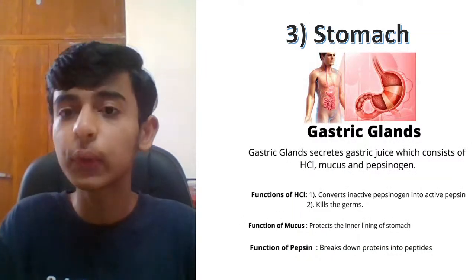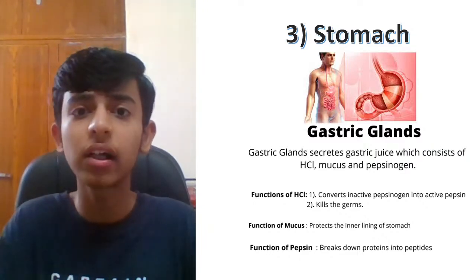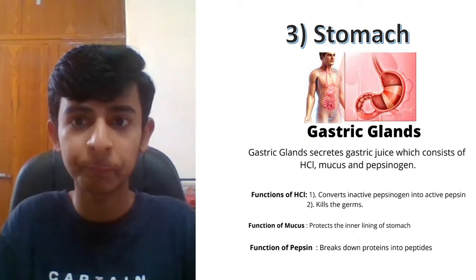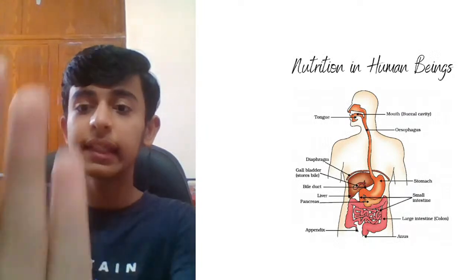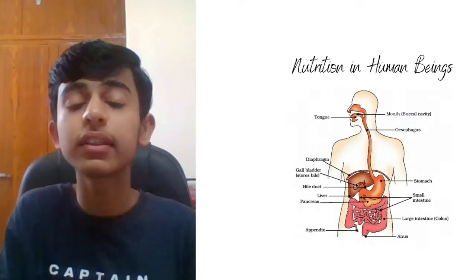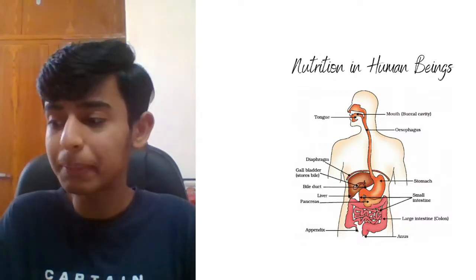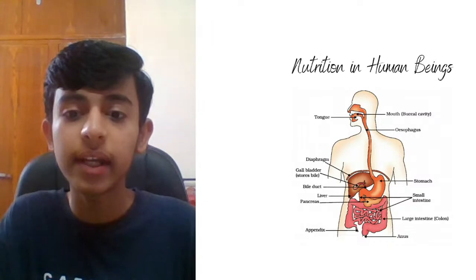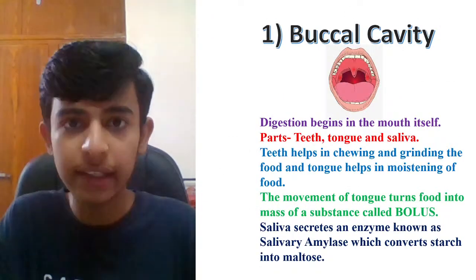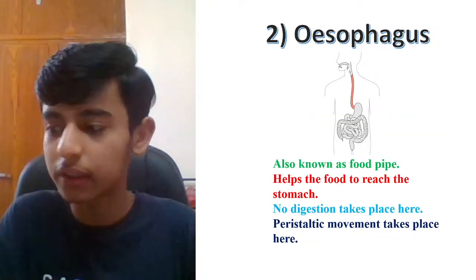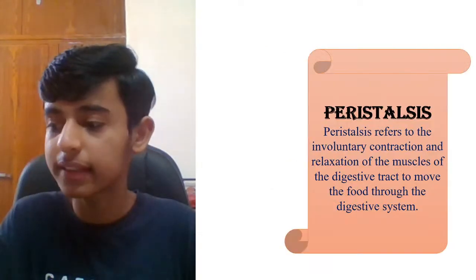Now we are moving on to the stomach. It is very important. And one more thing I want to tell you: the whole tube-like structure which we talked about here is known as the alimentary canal. This is called the alimentary canal, and people also call it the gut. I hope the buccal cavity is super clear, and the esophagus is also clear. Peristalsis I have also explained to you.